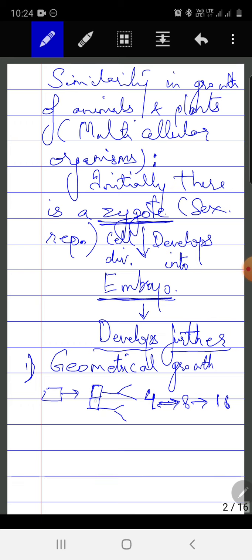There are 2 cells, 2 plus 2, 4, right? This cell is dividing to form 1, 2, 3 and 4, right? 2 and 2. So basically 4 cells. Now 4 cells, 1, 2, 3 and 4, right? 1, 2, 3, 4, 5, 6, 7, 8. Now if this happens, it is known as the geometrical growth, okay, right? This is in the first step, okay.